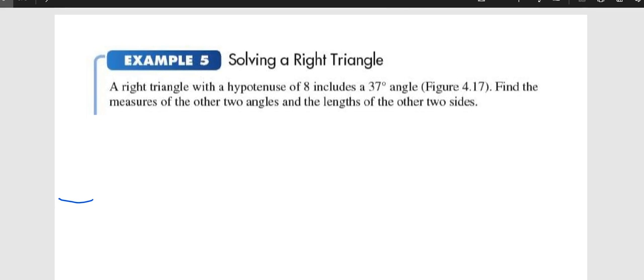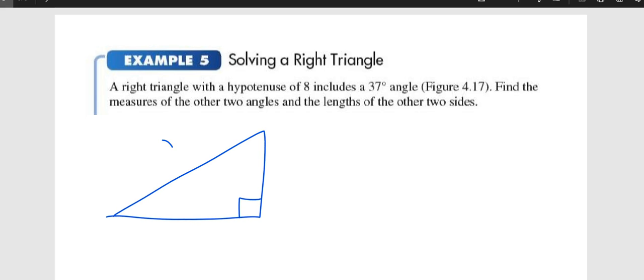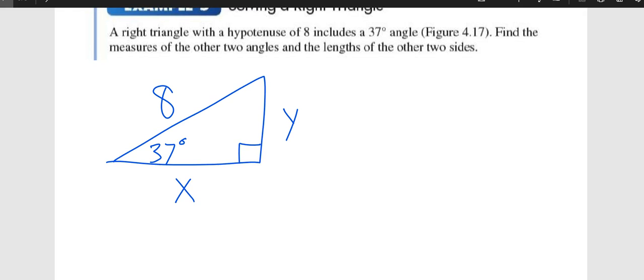Okay, next. A right triangle with a hypotenuse of 8 includes a 37-degree angle. Is it important whether I put the 37 in the lower left or at the top? No, it really doesn't matter. We need to find these other 2 sides. How do you think we should do that?